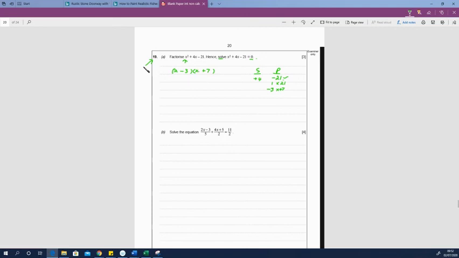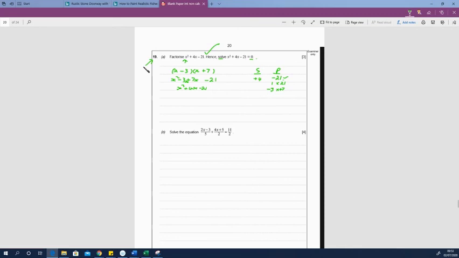Now, as a check, I always multiply this out. x times x is x squared. Minus 3 times positive 7 is minus 21. We've got minus 3x plus 7x. Simplify that: x squared plus 4x minus 21. So that's correct.